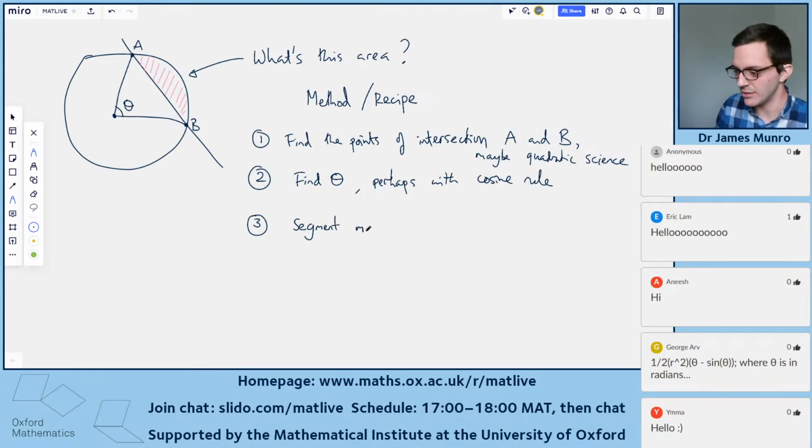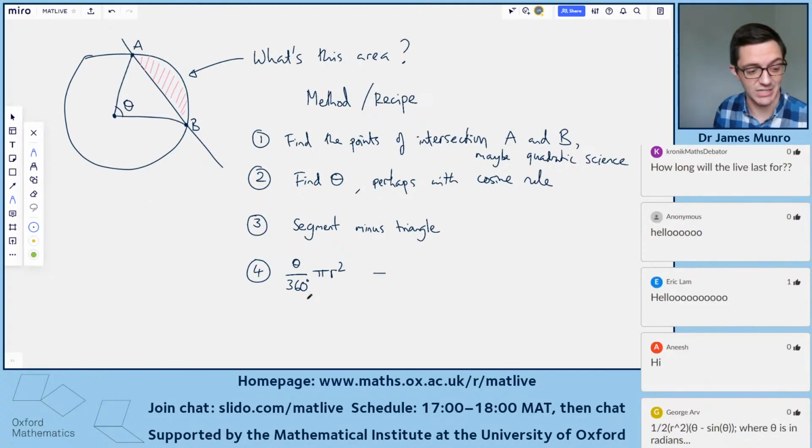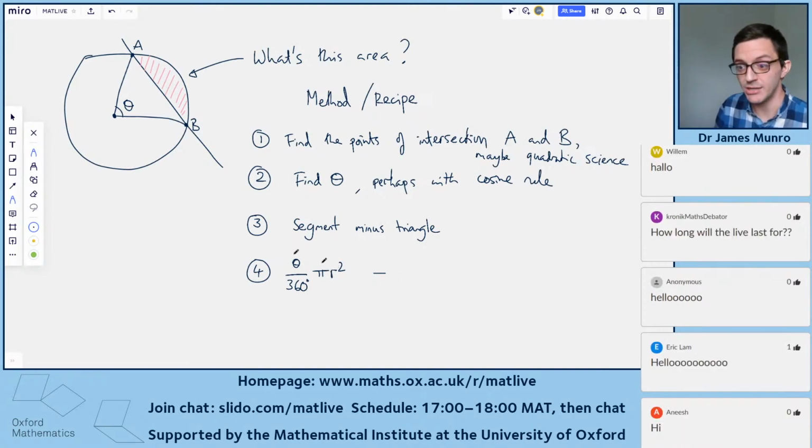Segment minus triangle. So the segment is something like theta out of 360 degrees. It's that much of a circle times pi r squared. That's my segment. So my segment is theta out of 360 degrees, pi r squared, because that's how big circles are. That much area minus the area of that triangle. Last week on the Oxford MAT Livestream, we had the area of a triangle like that to be half BC sine A, for the angle in between. Here that works out like that, which is all very nice. Both of these have an r squared in.